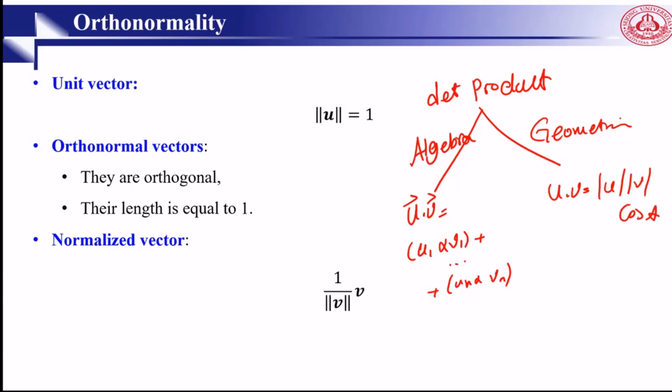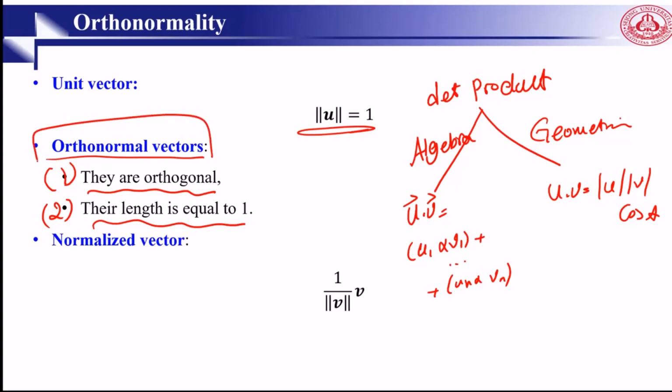Also, we know from the previous lecture that a vector u is called a unit vector if the length is equal to 1. So, based on all this information, we can define orthonormal vectors. Vectors are considered orthonormal to each other if, first condition, they are orthogonal, and second condition, their length is equal to 1. So if two vectors are orthogonal to each other and their length is equal to 1, then we call them orthonormal vectors. Then for any non-zero vector like v, v divided by its norm is called a normalized vector.